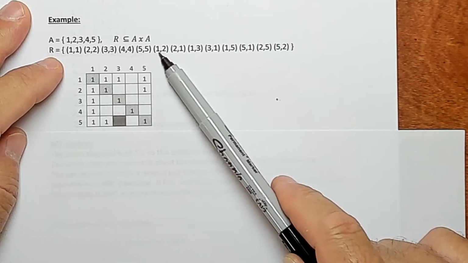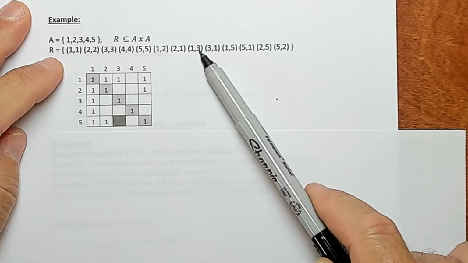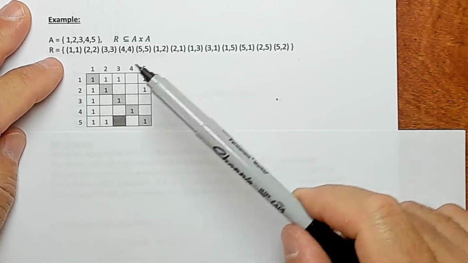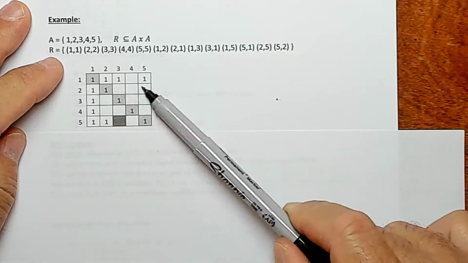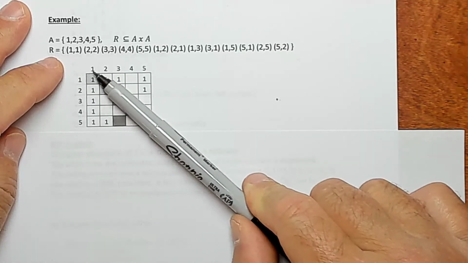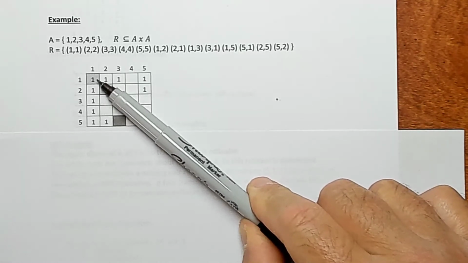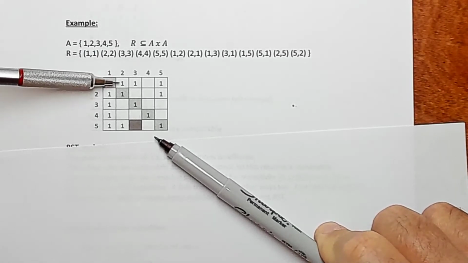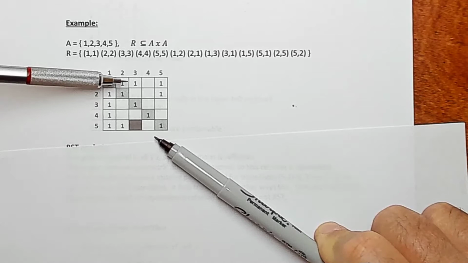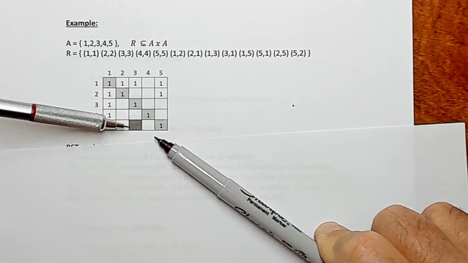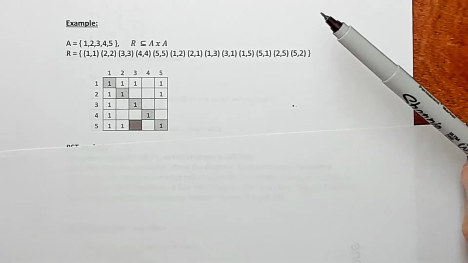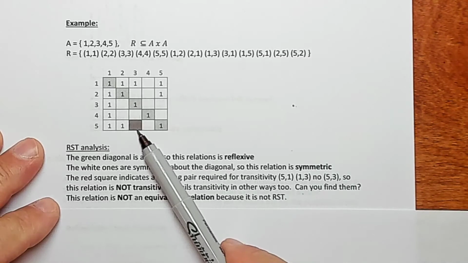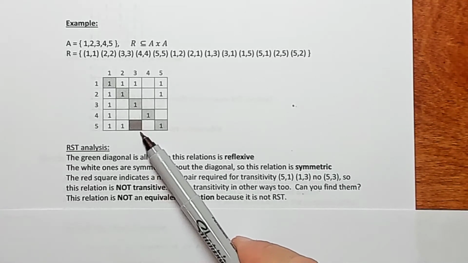Then I have a couple of symmetric pairs. 1,2 and 2,1, that's symmetric. 1,3 and 3,1, that's symmetric. 1,5 and 5,1, that's symmetric. 2,5 and 5,2, that's symmetric. So this should be symmetric, and you can tell by looking at the mirror on either side of the diagonal. I have 1,2 and 2,1; each one is mirrored. So it's symmetric. What about transitive? It fails transitivity. This is not transitive because of this red square, but my printer is broken. It won't print in red.